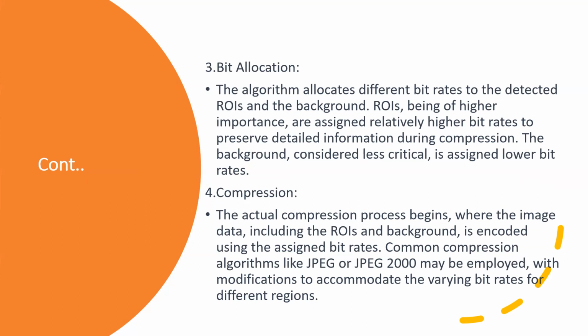Third one, bit allocation. The algorithm allocates different bit rates to the detected ROIs and background. ROIs, being of higher importance, are assigned relatively higher bit rates to preserve detailed information during compression. Next, compression. The actual compression process begins, where the image data, including the ROIs and background, is encoded using the assigned bit rates. So our region of interest parts are encoded with a higher amount of bits and the other parts are encoded with a lower amount of bits. Common compression algorithms like JPEG may be employed with modifications to accommodate the varying bit rates for different regions, as I have said before.